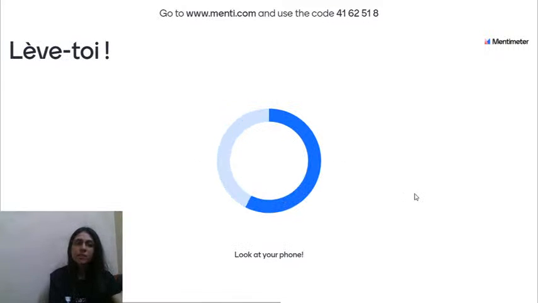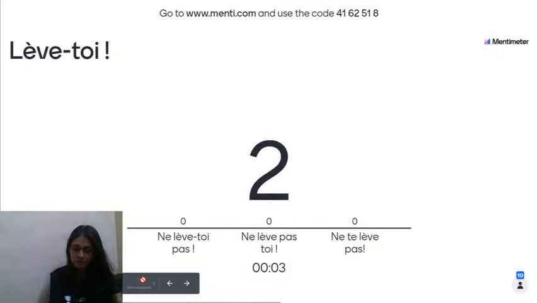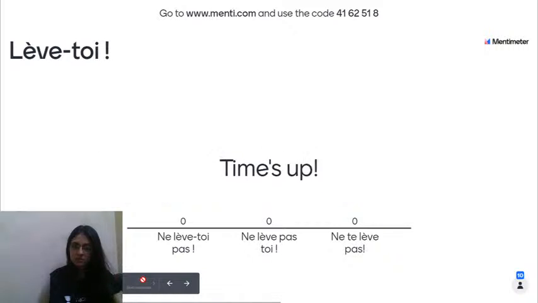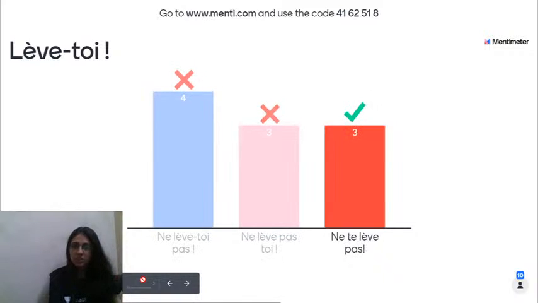Yes. Lève-toi. So the next question is lève-toi over here. What shall be the answer to lève-toi? Ne lève-toi pas, ne lève pas toi, ne te lève pas. Okay. Ne te lève pas. Okay, 3 people have voted correctly. So total 10 votes were there. 3 have voted correctly. Ne te lève pas.